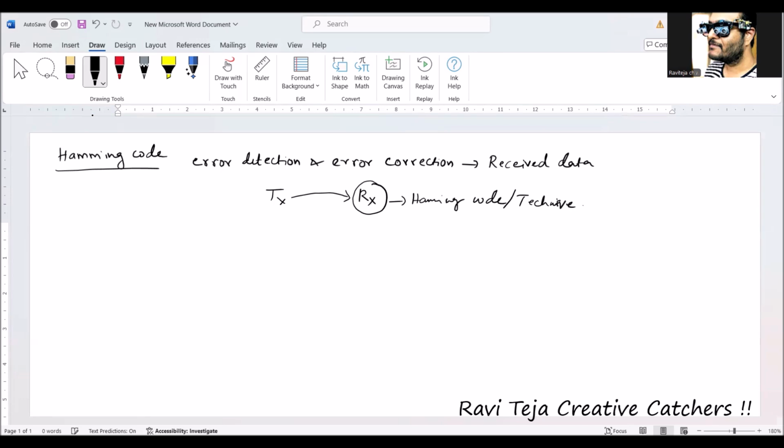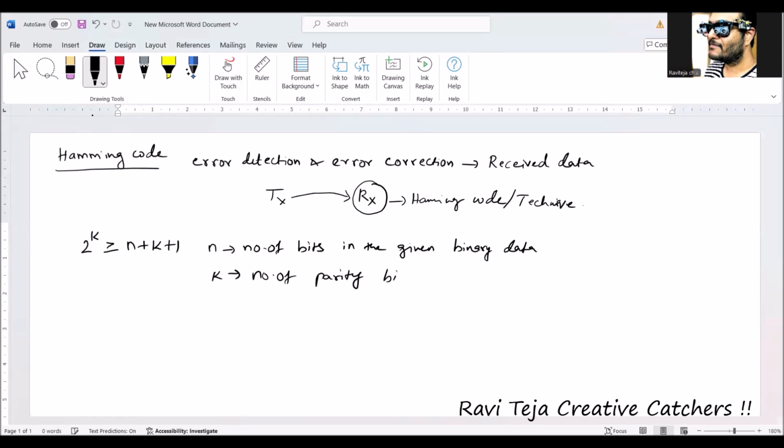Now, this particular Hamming code or technique follows a rule. That particular condition is nothing but 2 power k greater than or equal to n plus k plus 1, where n is the number of bits in the given binary data and k is the number of parity bits. Now, let's see how to calculate this whenever any binary data is given.